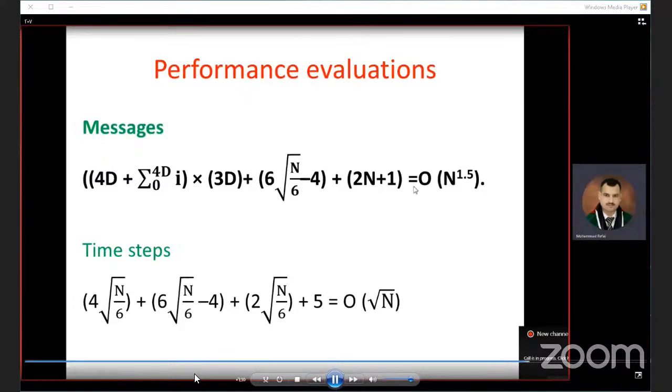In the final performance evaluation, we find that the number of messages is big O of n to the power 1.5 and the time steps are big O of square root of n. The details of the sub-equations for all phases, for messages and time steps, are described inside the paper in the section on performance evaluation.